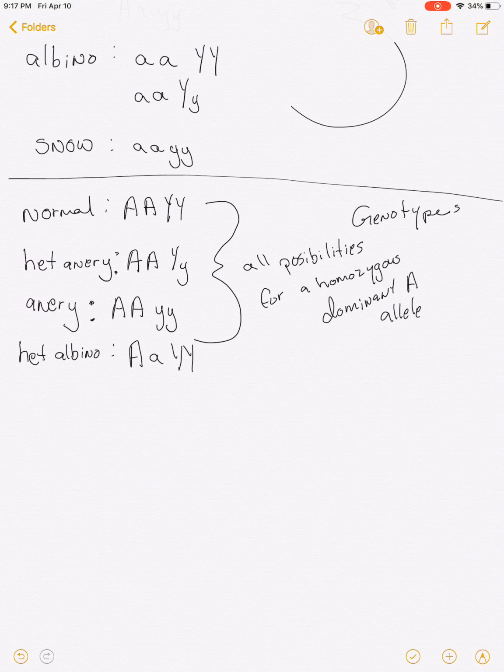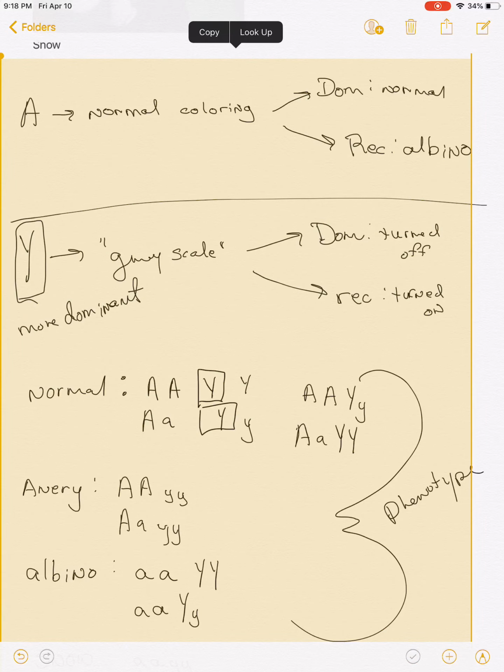Next up, we have our double heterozygous, which was an easy one for me to figure out because it's literally just both of them being heterozygous. That's kind of where I started in looking for them. So after we've got that, we've got an anery heterozygous snow.